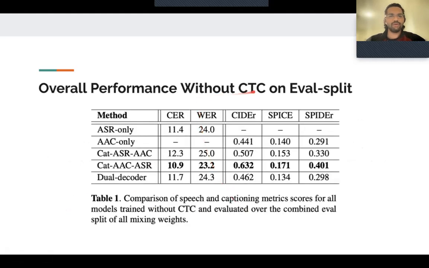Now, the overall performance without CTC on the entire evaluation split, over all the mixing weights, is that the concatenation of ASR output first performs worse than the independently trained ASR model. However, concatenating the audio caption first and the speech transcript next outperforms the ASR-only model. And generally we observe that the independently trained captioning model is performing worse than all three jointly trained models.